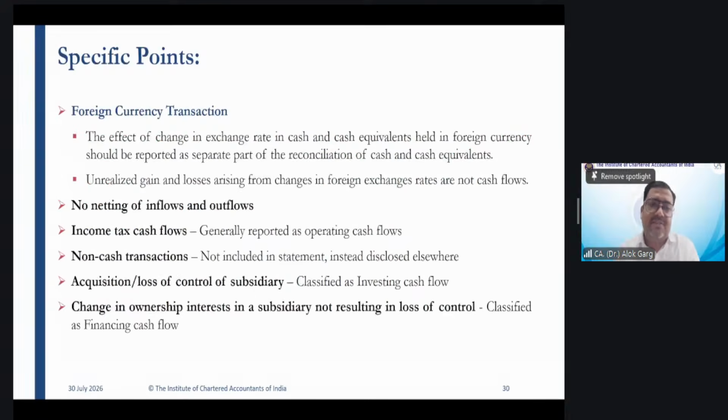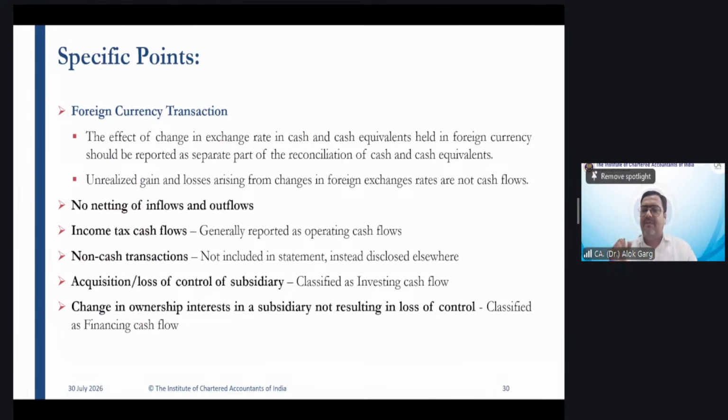Foreign currency transactions. My dear friends, now some special points. Foreign currency transactions: the effect of changes in exchange rates on cash and cash equivalents held in foreign currency should be reported as a separate part of the reconciliation of cash and cash equivalents. So, my dear friends, if you have cash and cash equivalents in foreign currency, then they are subject to forex fluctuation, right?